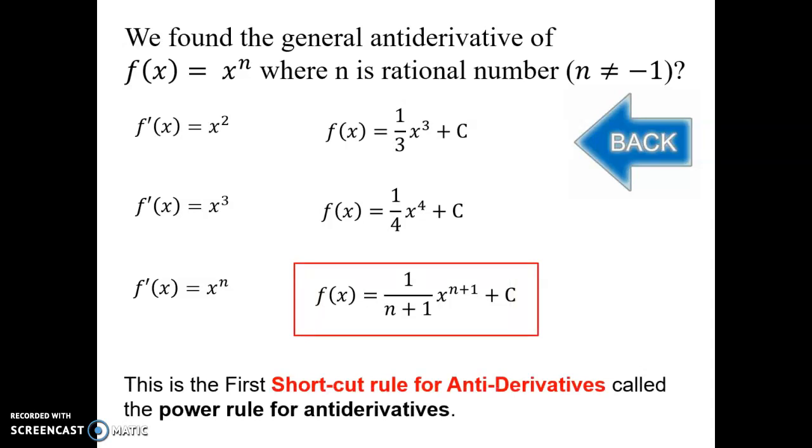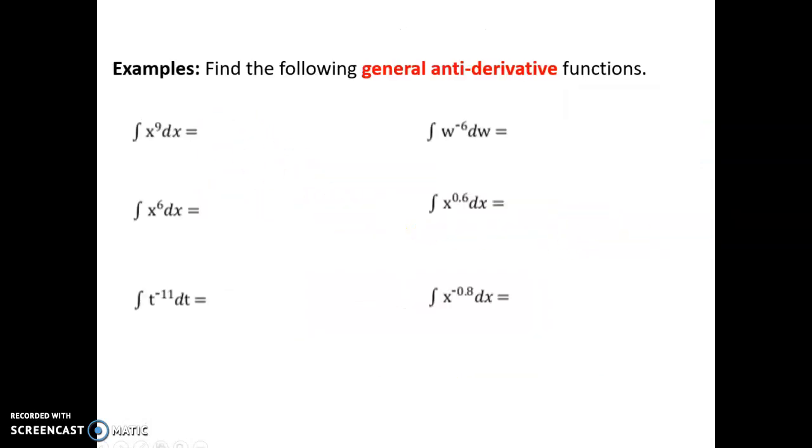And it was x to the n plus 1 over n plus 1 plus c, or 1 over n plus 1 times x to the n plus 1 plus c. So we're adding 1 to the exponent and dividing by that same exponent so that our coefficients end up correct. So we have a bunch of rules now. Let's look at some others.